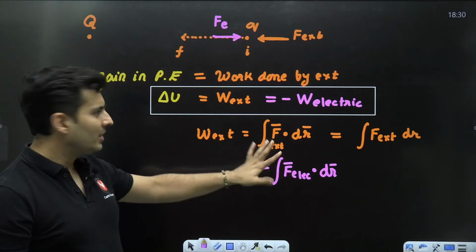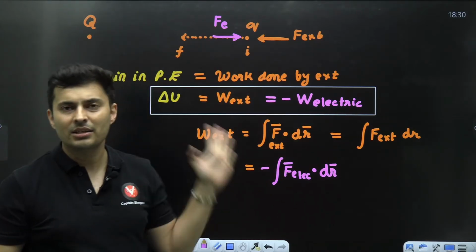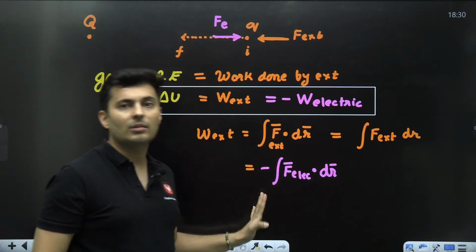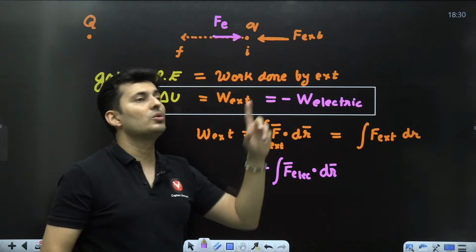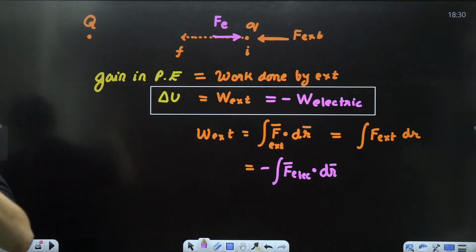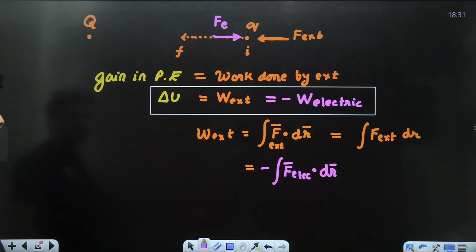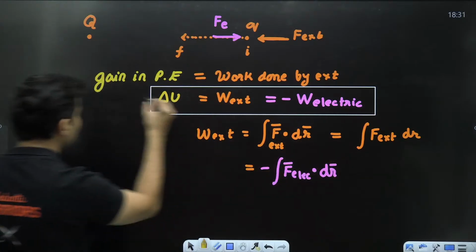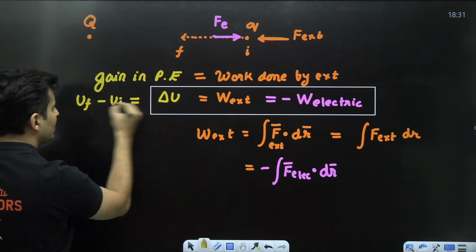Don't worry about it so much. If you just remember, work is the integration of force dot displacement, which you have studied in 11th standard. It is very obvious. You don't have to memorize this separately. The only thing you learned new is that electric force and external force do opposite sign of work. That is the main takeaway from this entire paragraph. That's all. Is that okay? And when I say delta U, what does delta U mean? Final minus initial. Always, change means final minus initial.